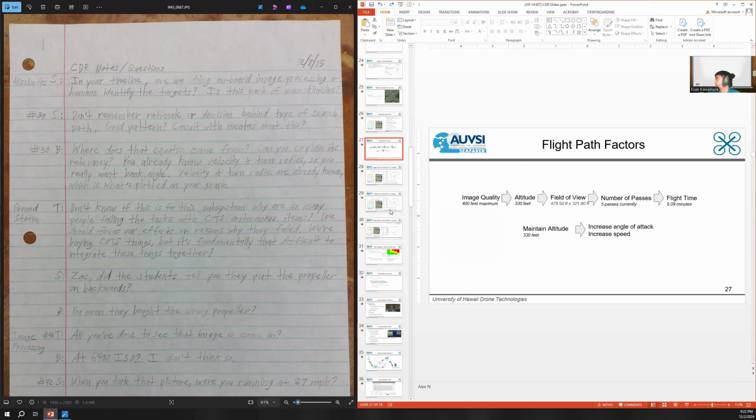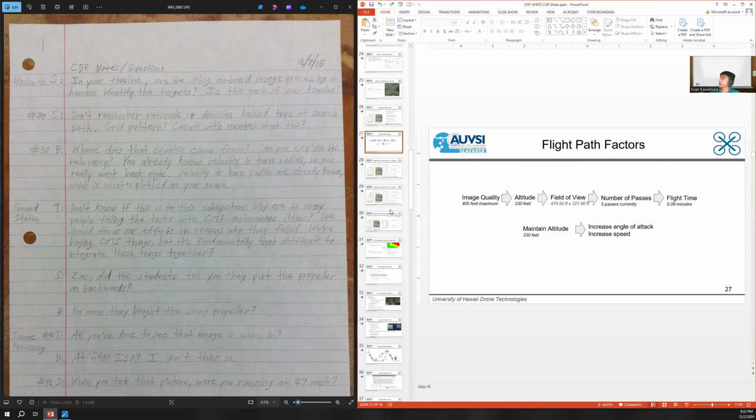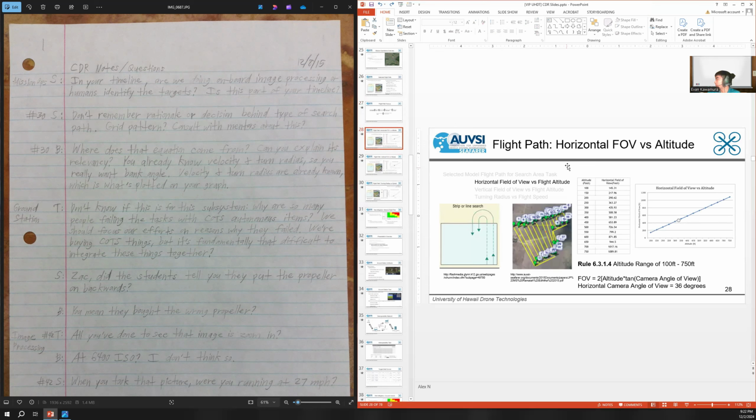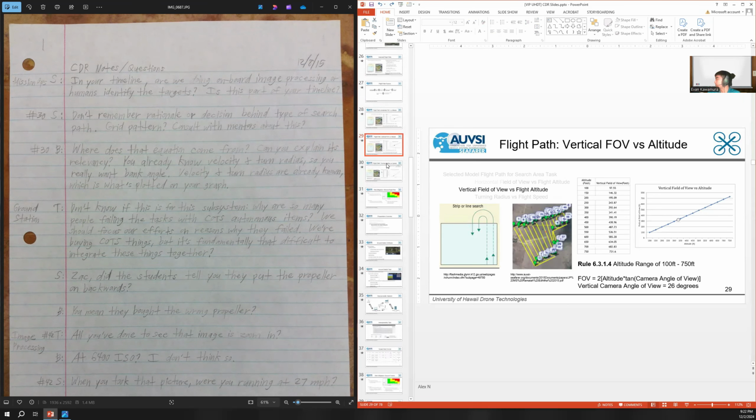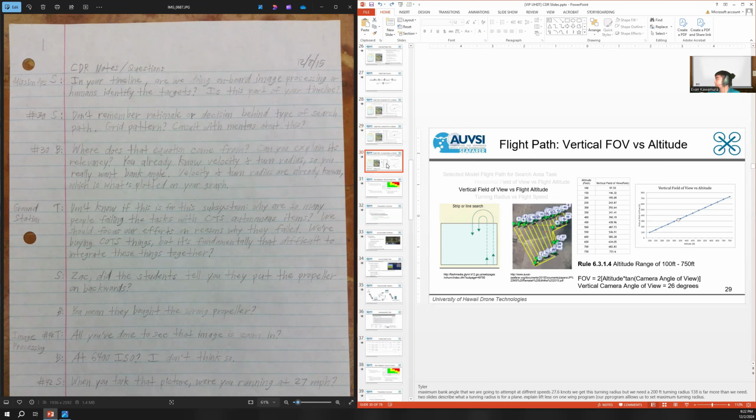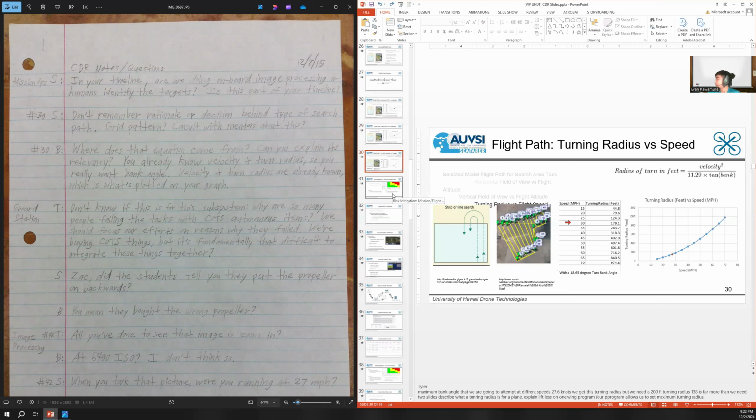Then we looked at our flight path factors. So here we should have put a screenshot of our spreadsheet, how we calculate this, instead of just putting all these different things. It's kind of hard to follow, in my opinion, as I look back at this. Okay, then we look at the horizontal field of view versus altitude. Okay, we did a vertical field of view versus altitude. We looked at turning radius.